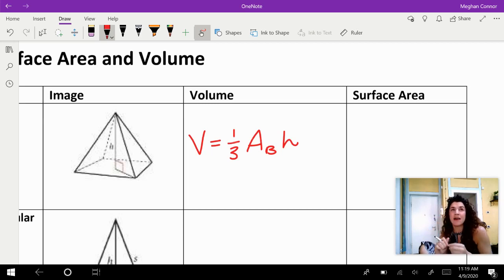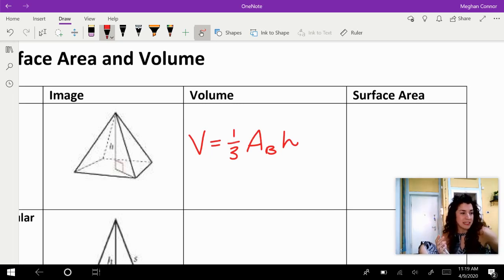And 1/3, there are all sorts of fun ways to understand why it's 1/3. But the main idea is that if you had a cuboid or a rectangular prism that had the same size base, that square was the same, and the height was the same, so it could be a rectangular prism, it doesn't have to be a cuboid. If you filled up this pyramid with water and poured it into that rectangular prism that has the same size base and the same height, it will fit in exactly 3 times. So that's why it's 1/3.